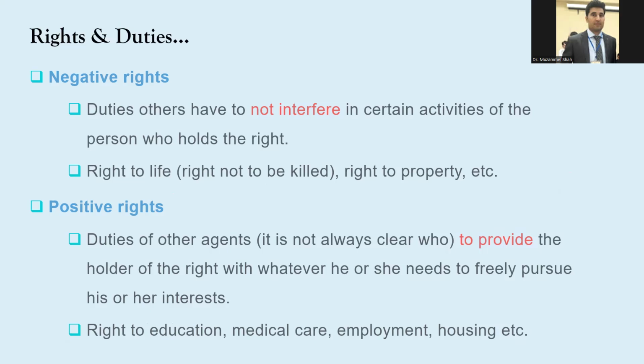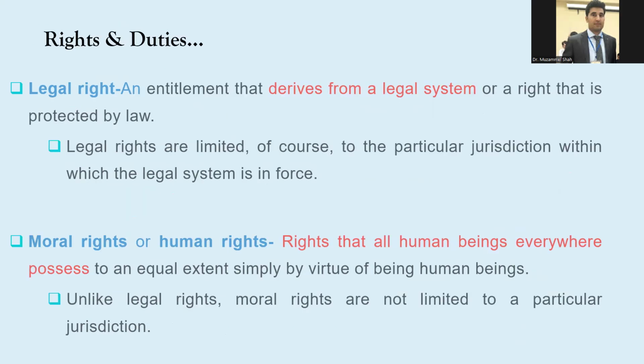Then there are other kinds of rights, which are called legal rights and moral rights. Legal rights are basically the rights which are derived from a legal system. They are empowerments available to an individual within the jurisdiction of a particular country or state. So an individual is protected under the law or legal system in a certain country. Such rights are called legal rights. Then moral rights are human rights. Moral rights and human rights are those rights which are available to all individuals wherever they are, to all humans, because of being human.